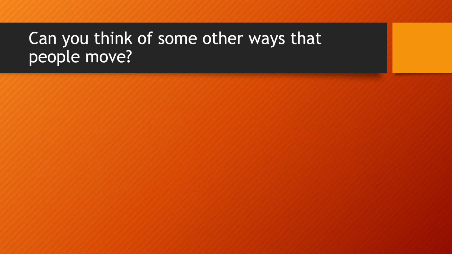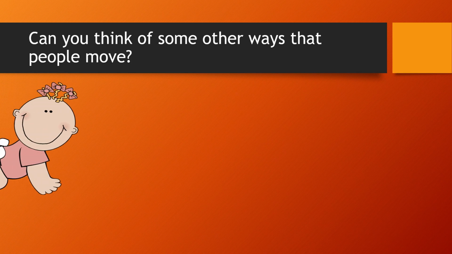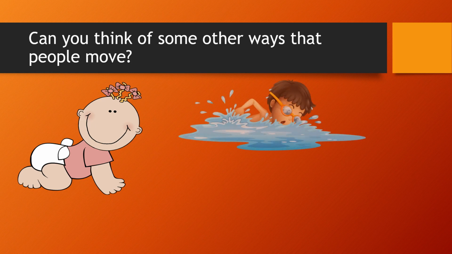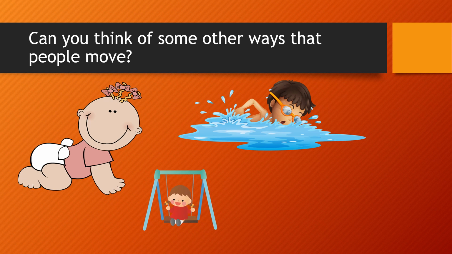All right, we're thinking about some other ways that people move. So here's a baby crawling. So that's moving on hands and knees and pulling on the ground. And here's swimming. So in the water, you use your hands to pull yourself through the water, and you use your feet to kick, so that pushes you through the water. And here's someone on a swing. So that is pushing backwards and forwards on a swing. And here's someone skipping. So with skipping, you're using your hands to move the skipping rope around and around, and you're using your feet and legs to jump up and down.